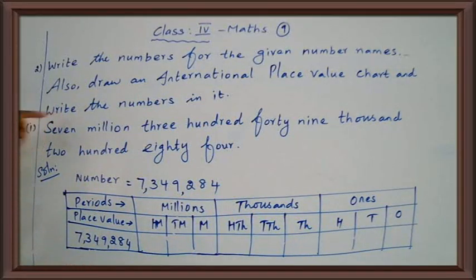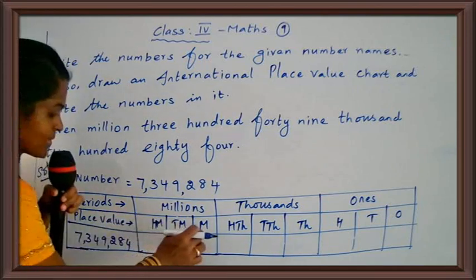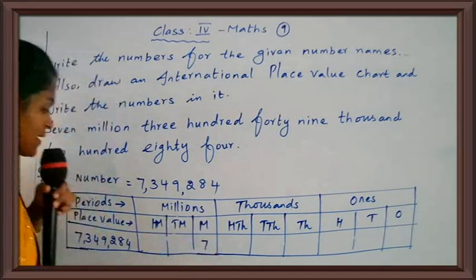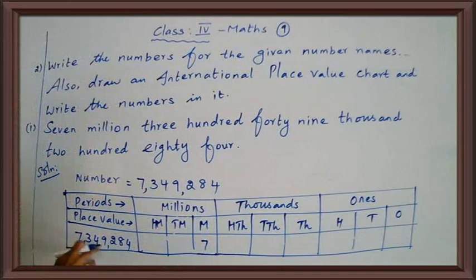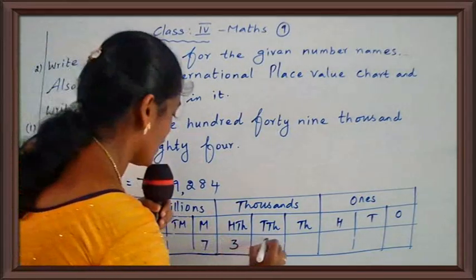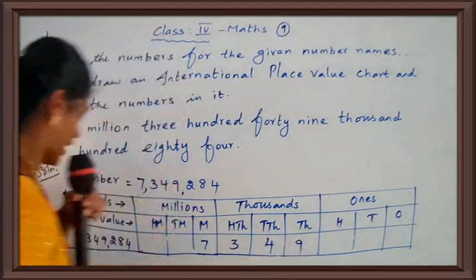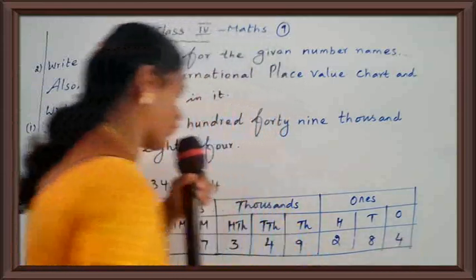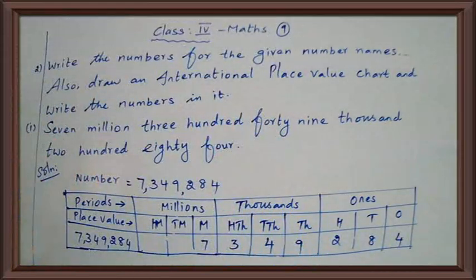So the first number is 7 million. So where is the million place? Here, million place. So you put 7 here in the million place. Next is the 349,000 period. So 349. Next 284. So 8 tens, 4 ones. So your number is 7,349,284. Okay children, do you understand?